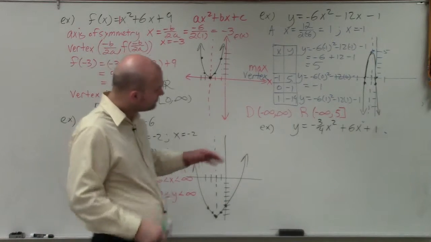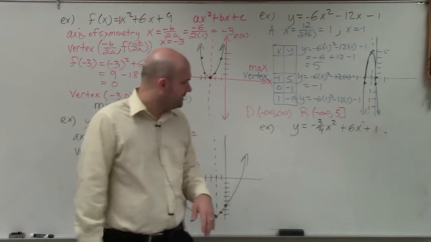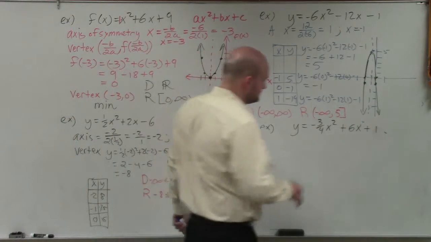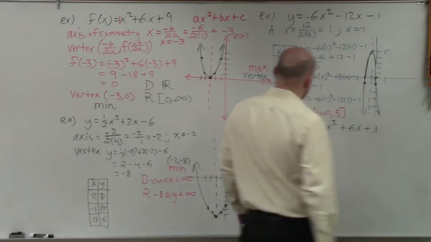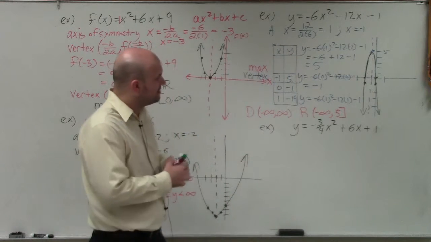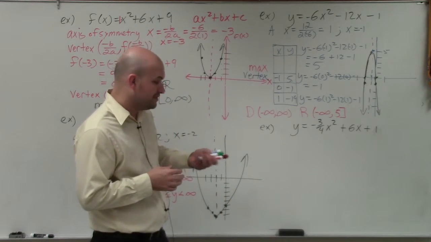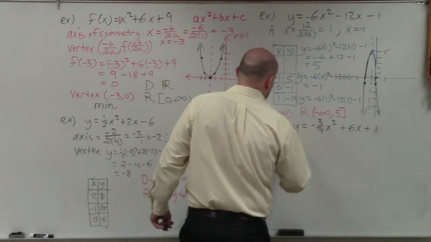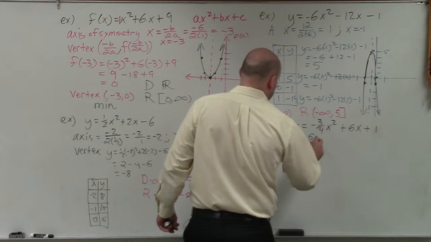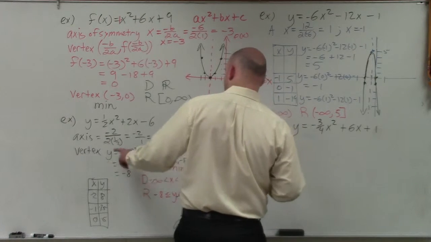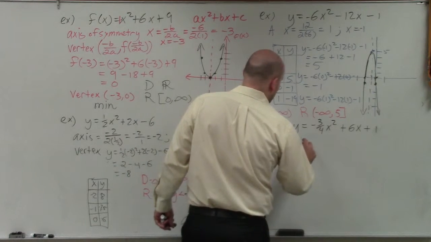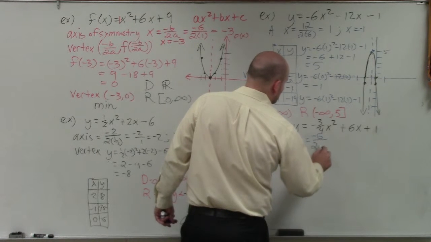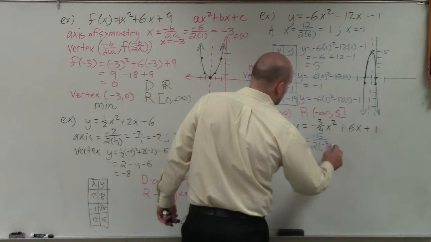All right, for the last one, I have y equals negative 3/4 x squared plus 6x plus 1. All right, so in this example, basically what we're going to do is do the exact same thing. So the axis of symmetry is going to be x equals opposite of b, which is opposite of negative 6, divided by 2 times negative 3/4.